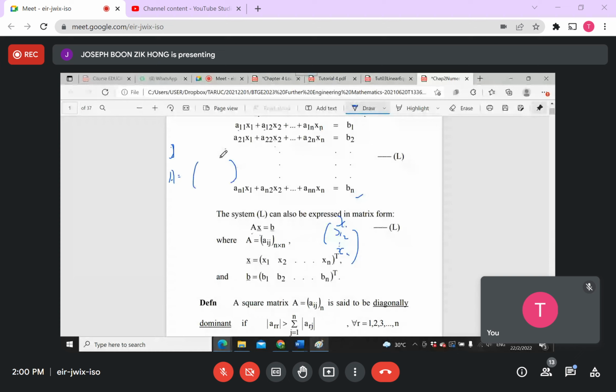For instance, we check 4, 11 plus. So we try Jacobi and Gauss-Seidel.